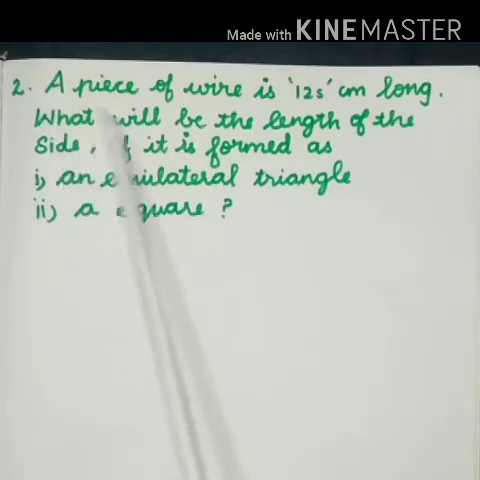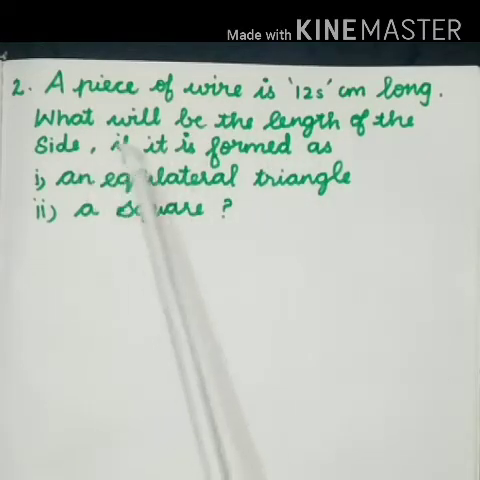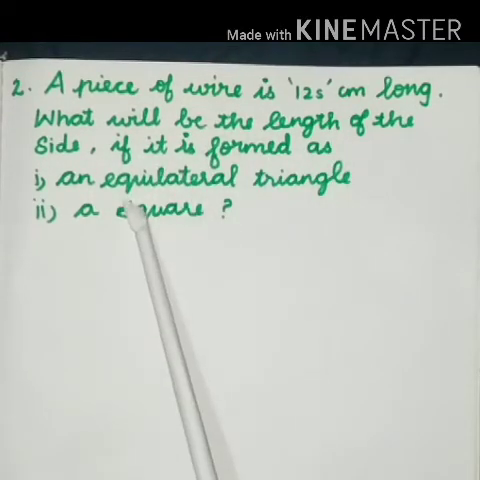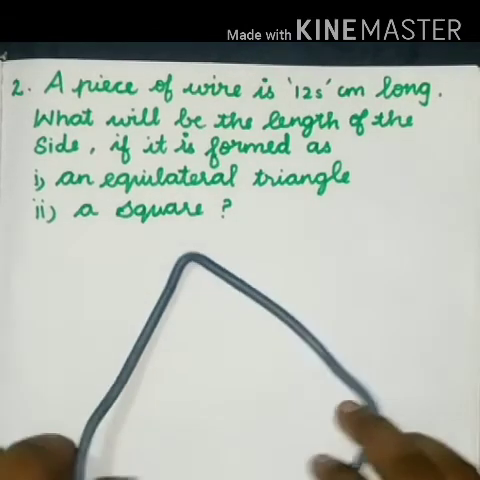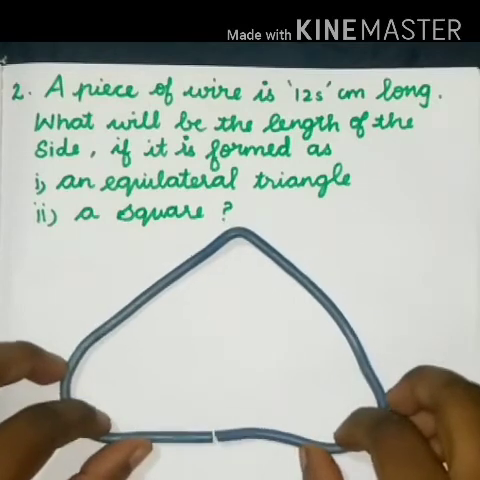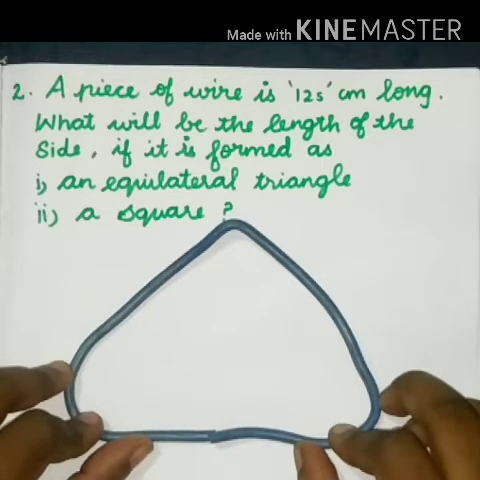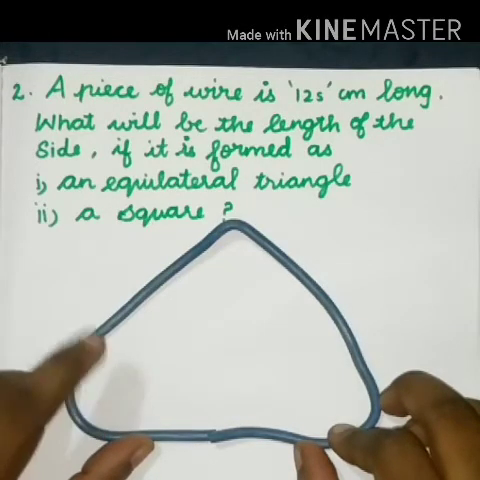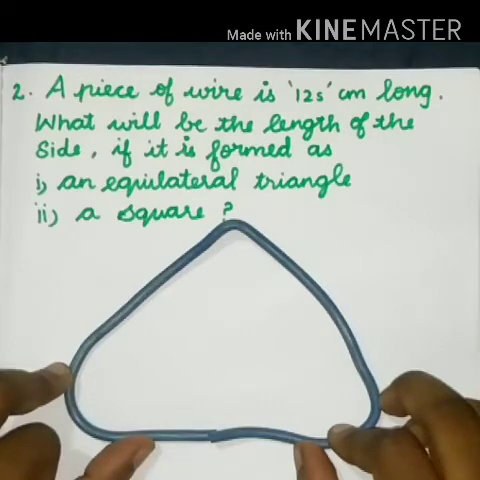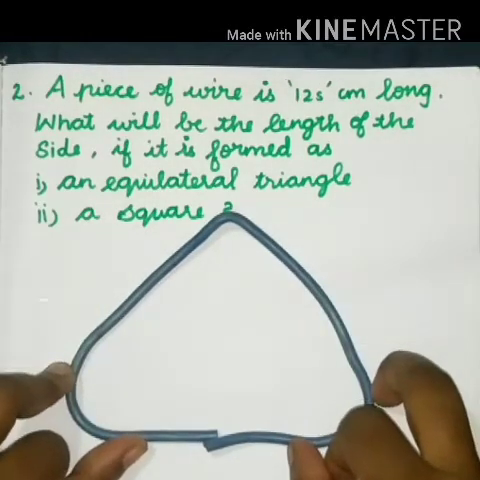Second question: a piece of wire is 12 cm long. What will be the length of the side if it is formed as an equilateral triangle and a square? See, a piece of wire is 12 cm long. Let us assume that it is formed as an equilateral triangle. What will be the length of the side, you have to find. See, how many sides are there in an equilateral triangle? 1, 2, 3. 3 sides.